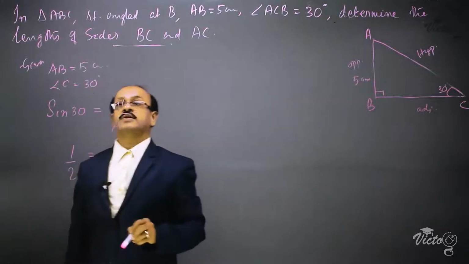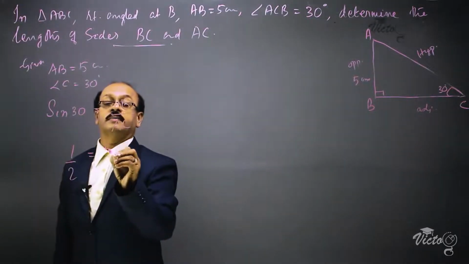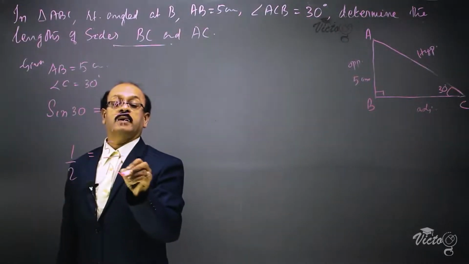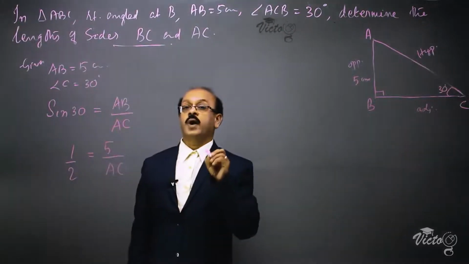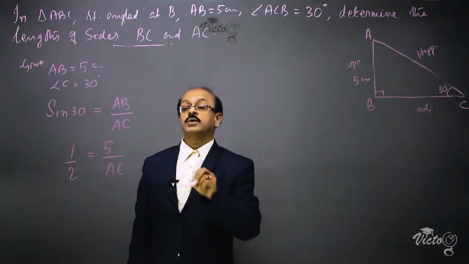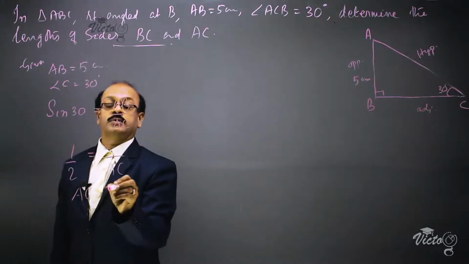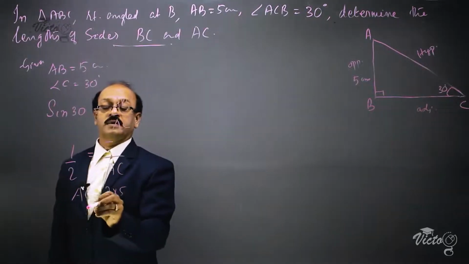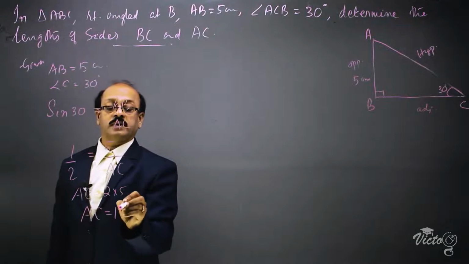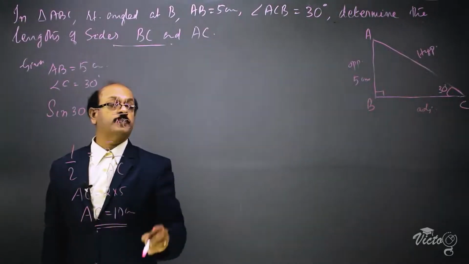And the value of AB is known. AB is equal to 5 centimeter, divided by AC. 1 by 2 is equal to 5 divided by AC. So, cross multiplying, 1 into AC is AC itself, equal to 2 into 5. That means AC is equal to 10 centimeter. The value of AC is obtained.